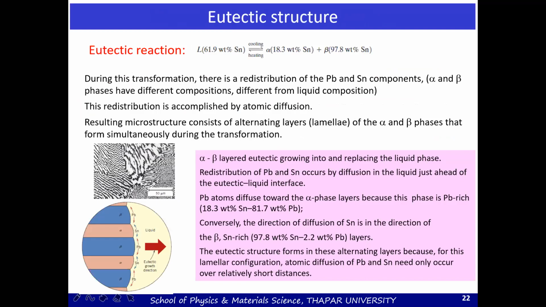So what we understood is, when you cool through the eutectic point, that is, your liquid is turning to two solid phases, alpha and beta, simultaneously, it forms an interesting microstructure which is in the form of layers. So this layered structure is very important, and it's a characteristic of the eutectic phase which is present in the solid.